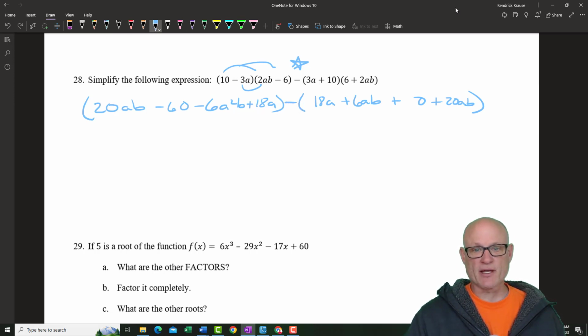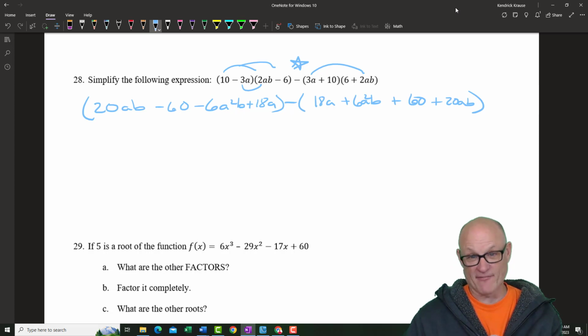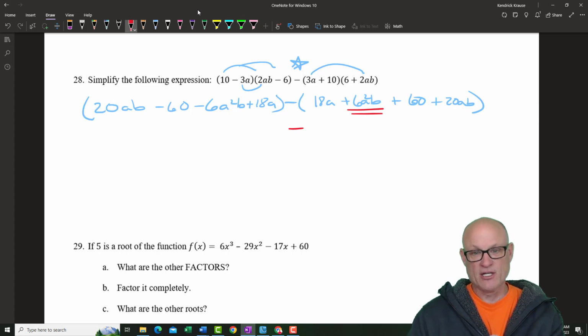So this should have been, that's positive. This should have been, when I multiply these two together, that. And then when I multiply this, I get positive 60. All right, this is what I have. Now I'm going to distribute the negative. See, I was trying to skip steps, and I screwed up. When I screwed up this one, I screwed up everything else. So this should be minus 18a, minus 6a squared b, minus 60, minus 20ab.